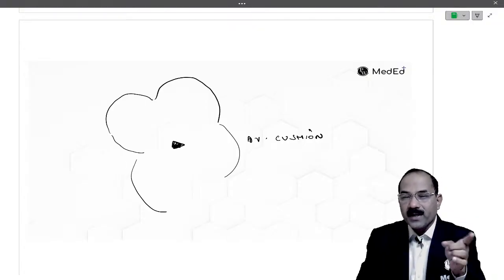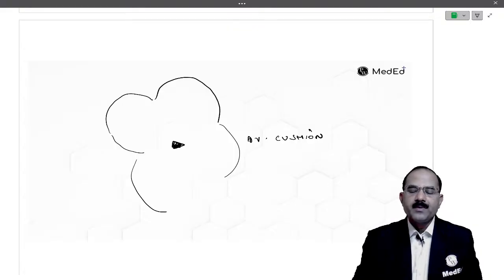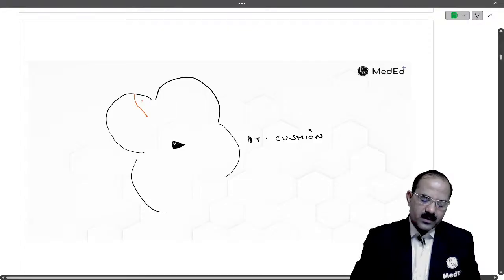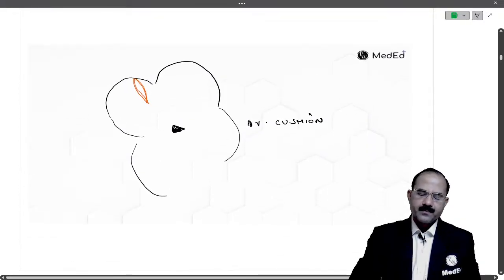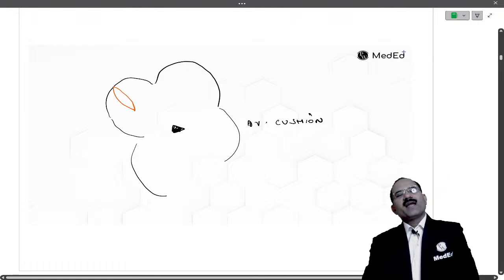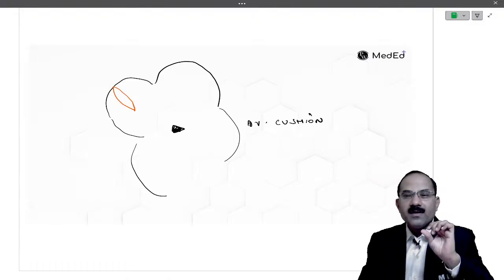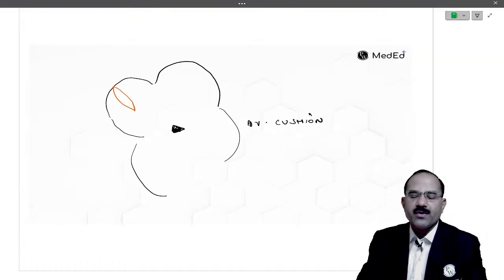So who migrates into the AV cushion? NCC, neural crest cells. Okay, I'll start. There's a septum. What is this structure here? This is known as the septum spurium, and this septum spurium is formed due to the absorbed right horn of the sinus venosus.